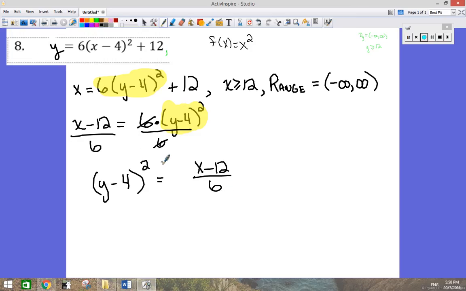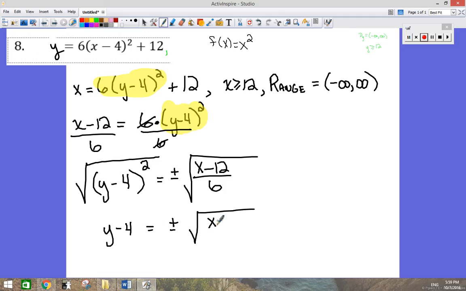So to get rid of the exponent 2, I need to take the square root of both sides. And when I do that, since I'm taking the square root of a variable, I'm going to introduce a plus or minus sign in front of my radical. When you take the square root of a perfect square, you just get that base, y minus 4, and that's equal to plus or minus the square root of this numerator, x minus 12, and this denominator, 6.